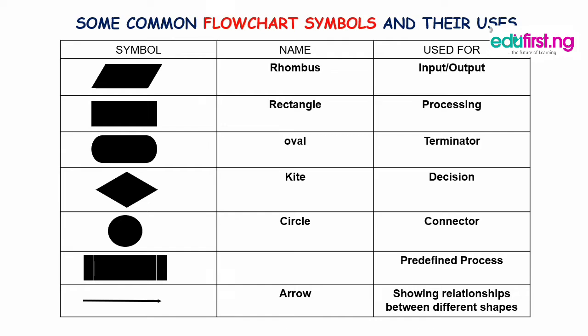We have the oval shape. It is used as the terminator. We have the kite. We use the kite to depict decision. And we have the circle. The circle serves as a connector. And we have this other shape that looks like a rectangle but has double lines on each end. We use it as a predefined process. And we have the arrow. The arrow shows relationship between other shapes in the flowchart.